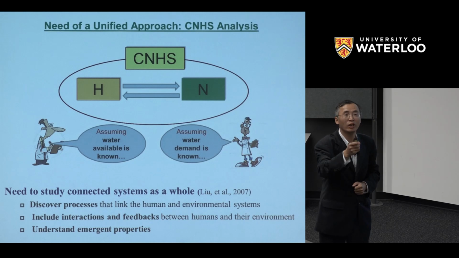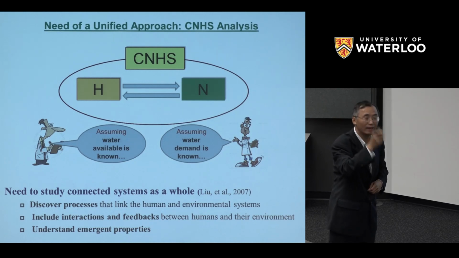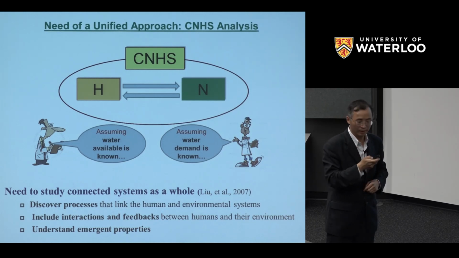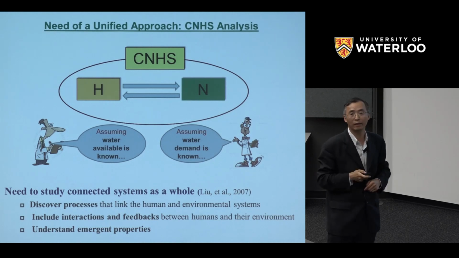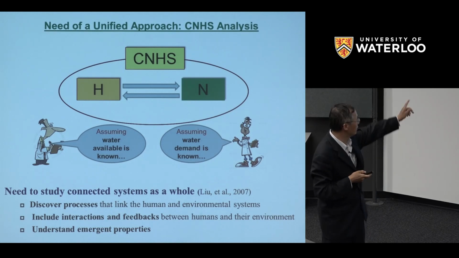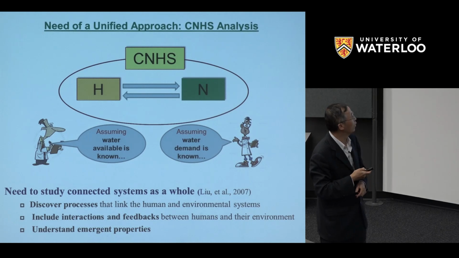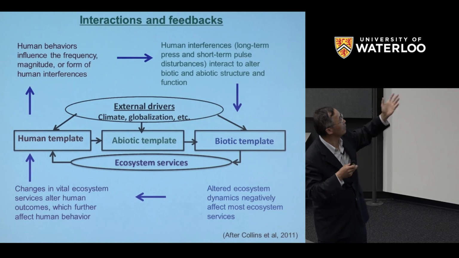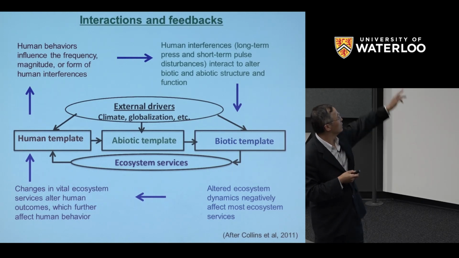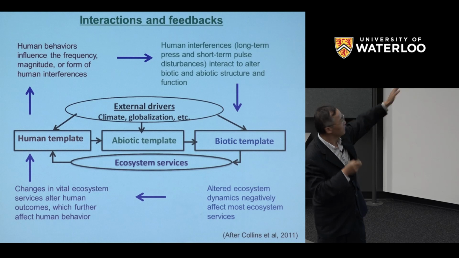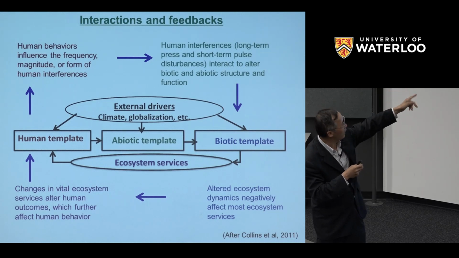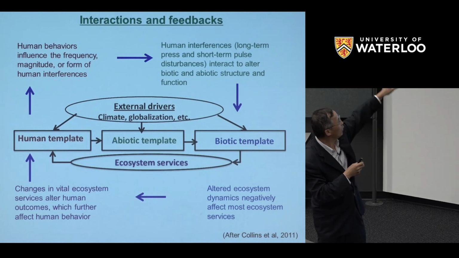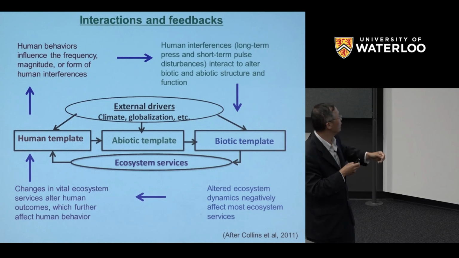Why does the threshold occur in the 1970s for the RSA case? I take that kind of threshold point as an emergence of the whole system. And this figure basically just shows some interactions and feedback. So we might define 3 templates: human, abiotic, and biotic. They're all driven by some external drivers: climate, globalization, etc.